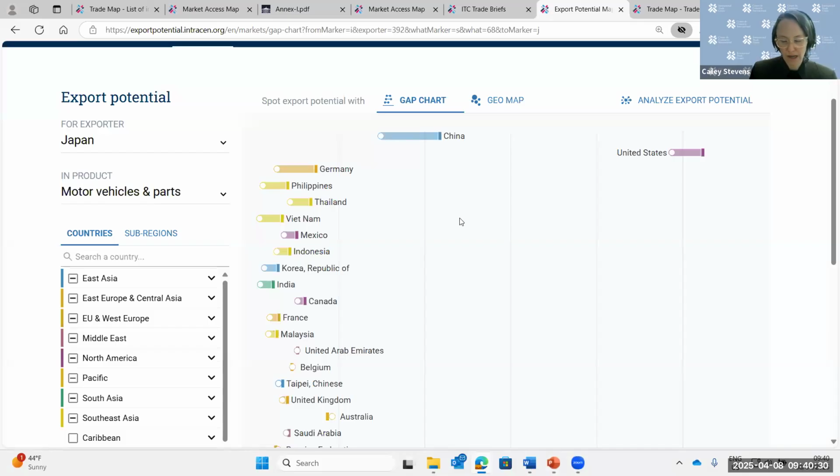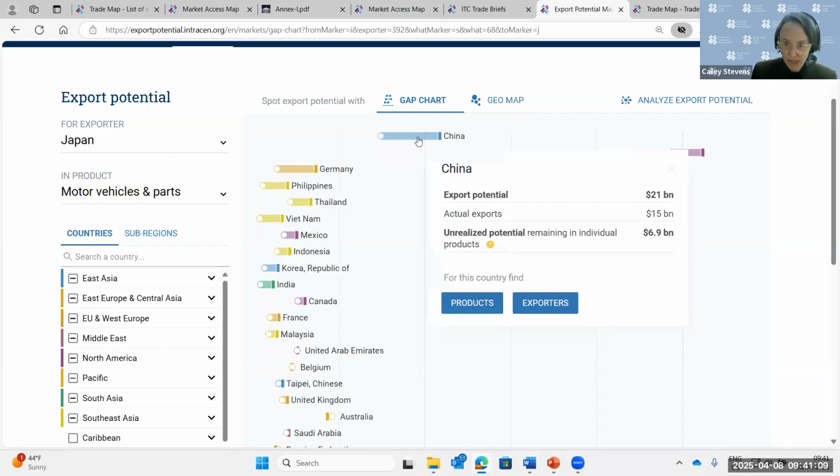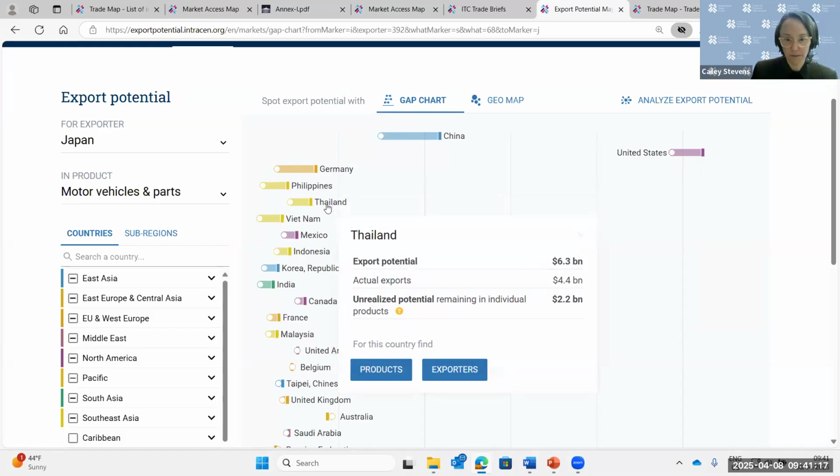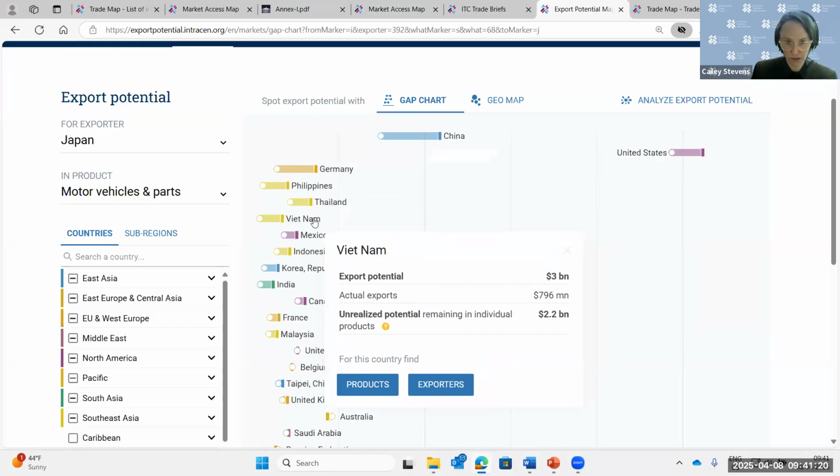So if you remember, I mentioned in the trade briefs, we showed that Japan is likely to have a $17 billion loss in the US market. And I will talk about the US in a minute, but if they wanted to make up that lost export potential in other markets, they could export to China, Germany, the Philippines, Thailand, and Vietnam. And if they were to realize their export potential in those markets, they could actually make up that $17 billion loss in the US market. So in China, for example, we have $6.9 billion of unrealized potential. Germany has 4.1, the Philippines has 2.5, Thailand has 2.2, and Vietnam has 2.2.